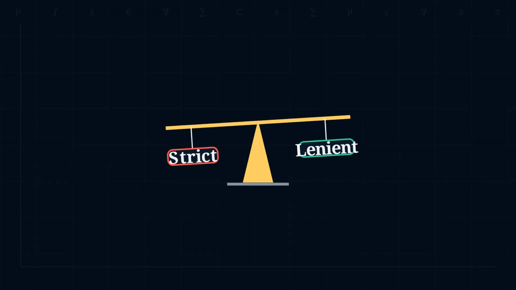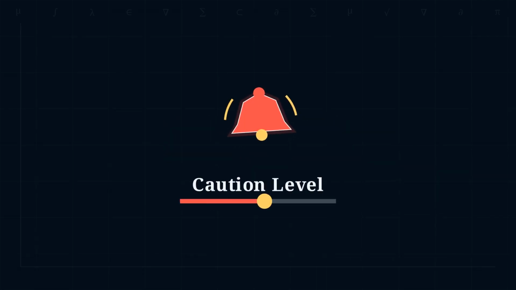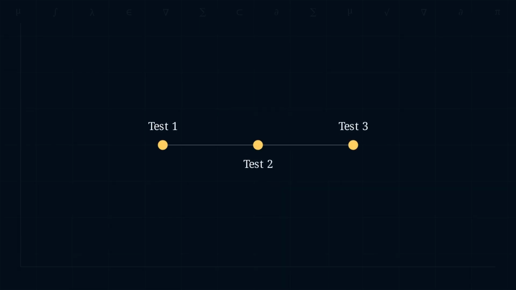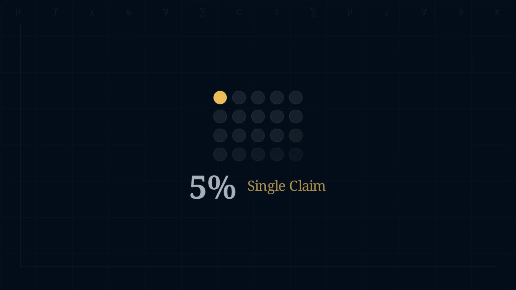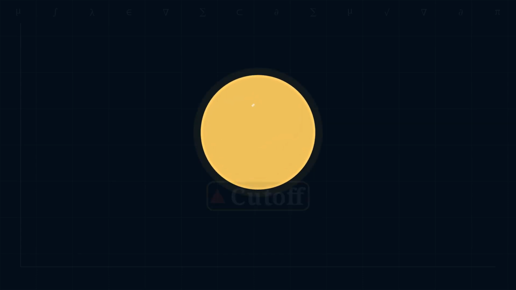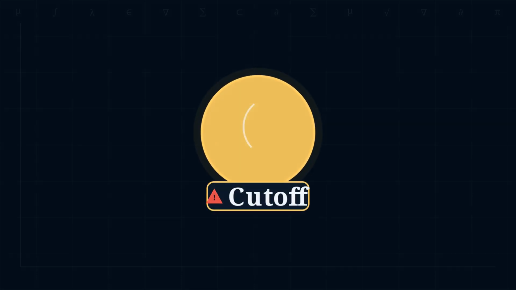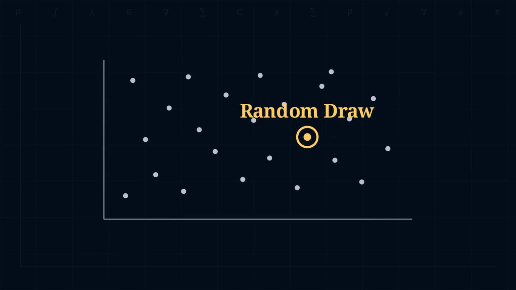The cutoff you choose is a policy decision about how cautious you want to be with false alarms. It controls the behavior of your testing process across many uses, not the truth status of a single claim. If you treat the cutoff as an oracle for a particular study, you overfit your decision to a random draw.